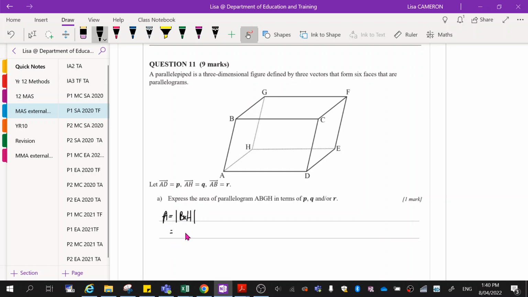So in this case, we're looking for A, B, G, H. So we're looking at this face here. So A to H is expressed as Q. So that'll be Q times A to B, which will be R. So Q times R, that's how we would get the area of that parallelogram. So that expression there would just be worth 1 mark.